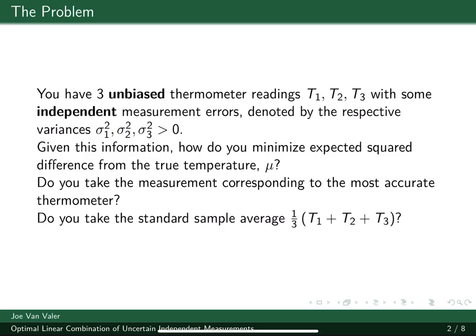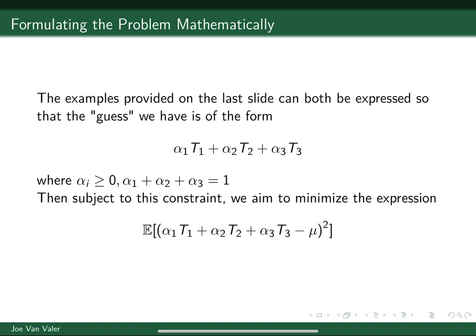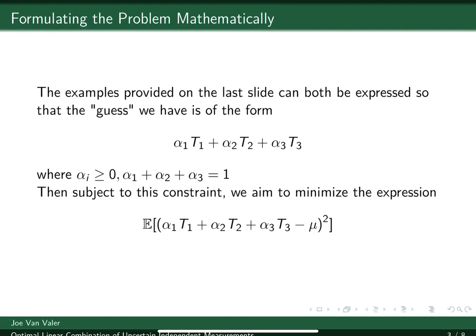So let's formulate this problem more mathematically so we can really answer it rigorously. So the examples on the last slide can both be expressed so that our guess is of this form, where we have a linear combination of the 3 temperatures. And this is a pretty standard thing where each weight is non-negative and the 3 weights add to 1. Then, subject to this constraint, we want to minimize this expression, where this is our guess and this is our average value. So we want to minimize the expected squared difference between our guess and our true value.